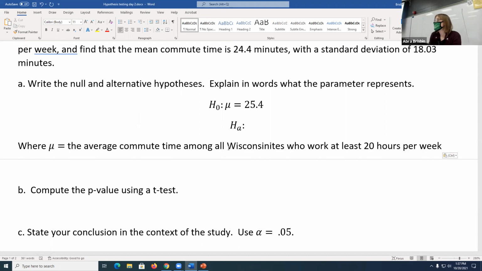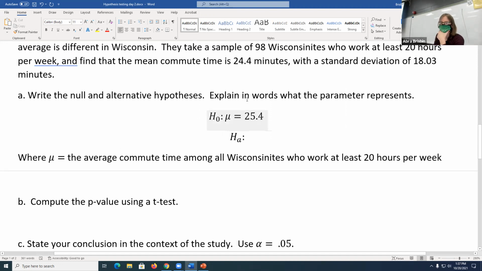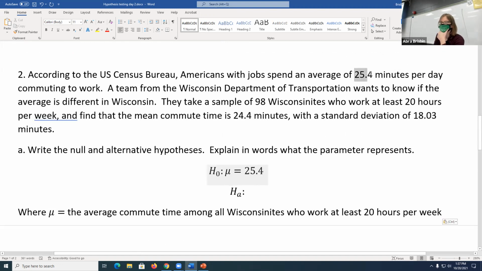Are there questions about that? So we're taking the 25.4 as being a given for all Americans who have jobs. We're taking that as a fact. And the thing we want to investigate is whether that's also true for Wisconsinites.